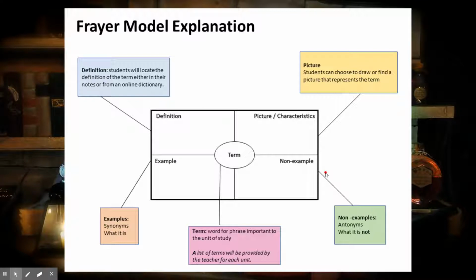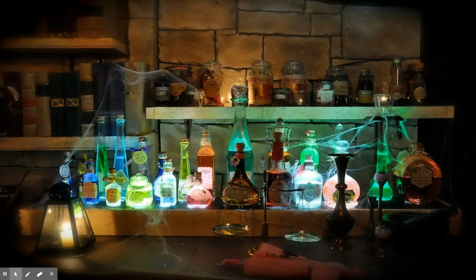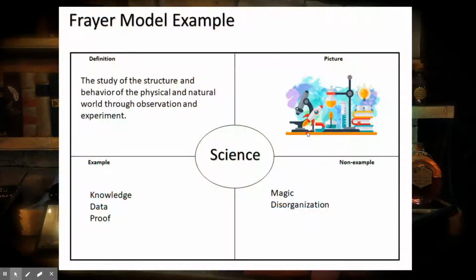Usually, when you define these, whether it's online or in a book, they give you synonyms and antonyms right off the bat. So it shouldn't be hard to find those. And then last but not least, you're going to draw a picture, okay? You can find a picture, you can draw it, find it on the internet, I don't care, but you need to have a picture. So here's an example.